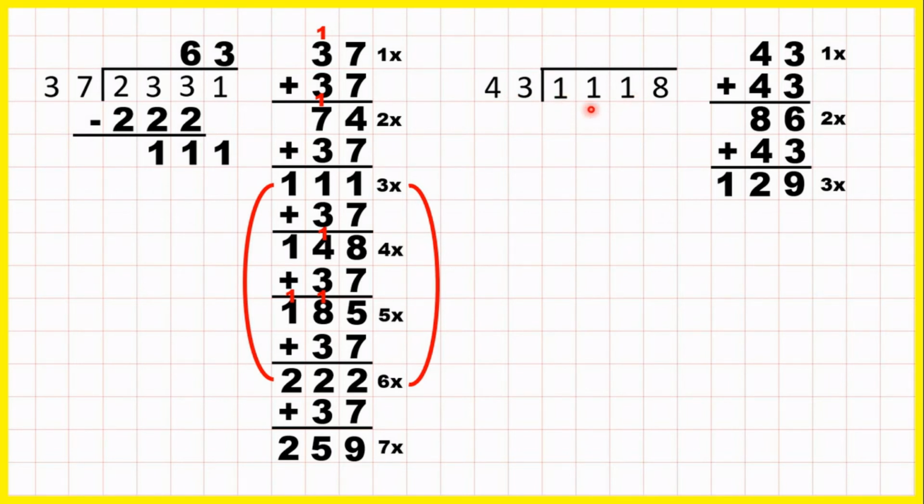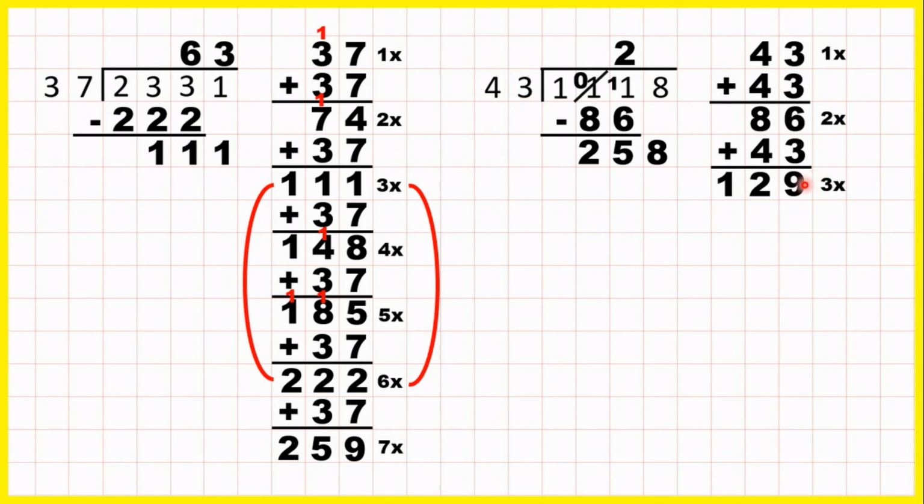We can see that the closest number to 111 is 86, so we can write that underneath. And because 86 is 2 times 43, we can write 2 in our answer line. So now we need to subtract. And here I would use column method to help us. So 11 minus 6 is 5. 10, if we take those two digits together, 10 minus 8 is 2, and we can bring down the 8. So we have 258 divided by 43.